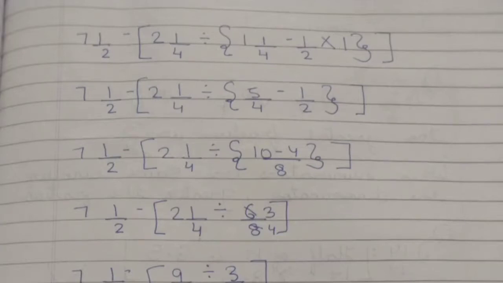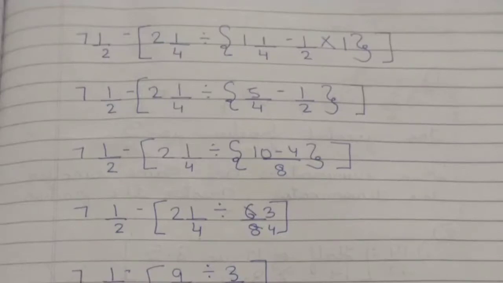So we get 3 by 4. And we can also change in the same step the mixed fraction into the improper fraction. 4 2s are 8 plus 1, 9 by 4. So 7 1 by 2 minus 9 by 4 divided by 3 by 4.